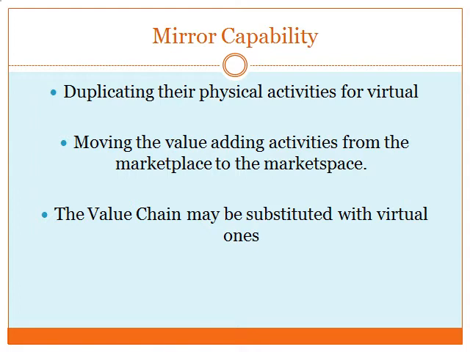The second phase of the virtual value chain is the mirroring capability. Mirroring capability allows businesses to duplicate their physical activities into virtual activities. The business moves their value-added activities from the marketplace to the marketspace, and that can range from a simple website to an online ordering system. In other words, physical processes may be substituted for virtual processes, and virtual processes are usually faster, cheaper, and more flexible than their physical counterparts.